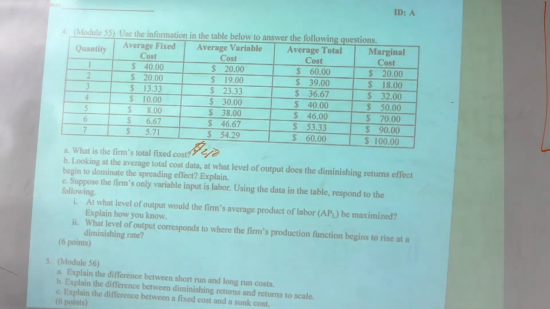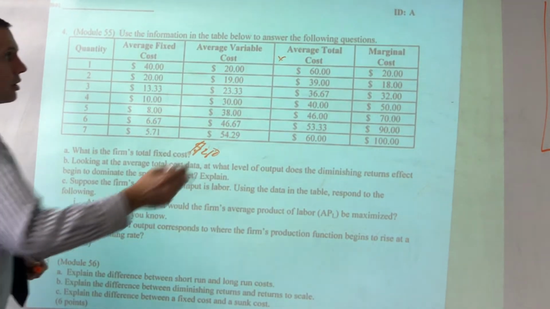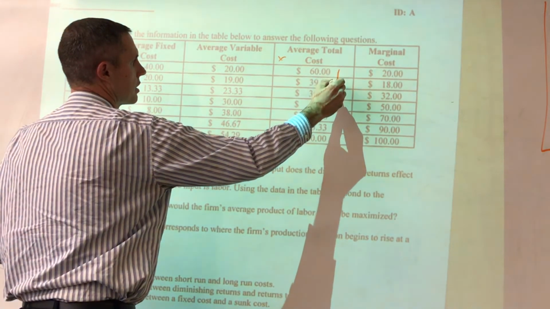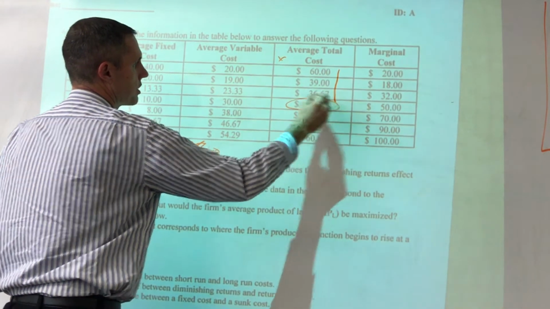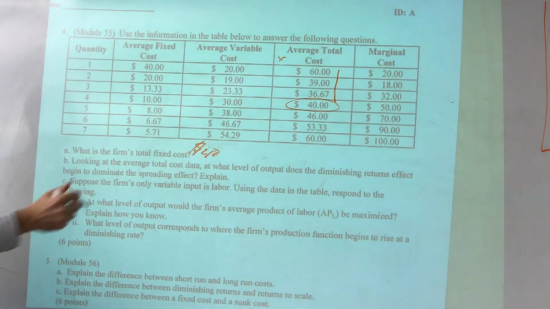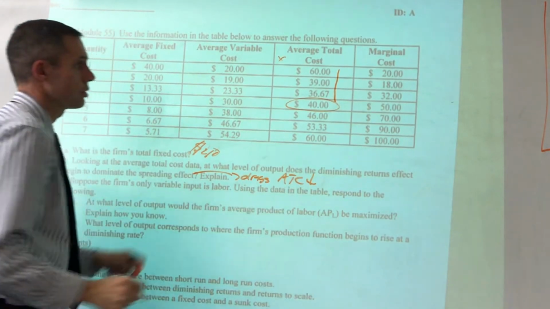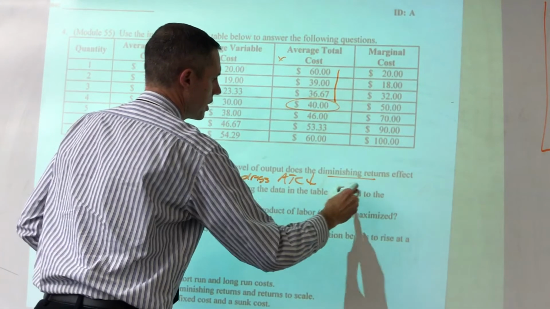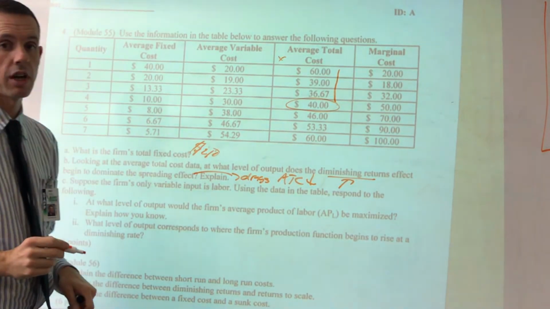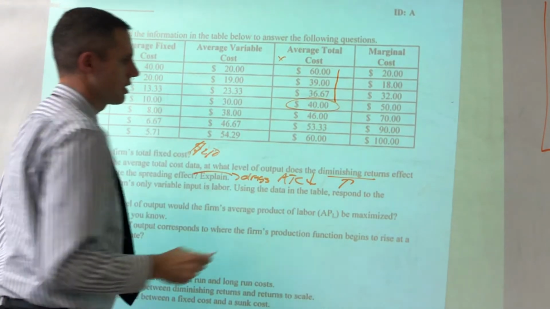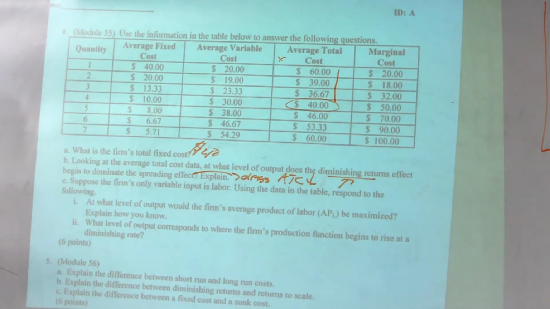If our total fixed cost is 40, divided by 2 is 20, so our firm's total fixed cost is $40. Looking at the average total cost data, that's right here. At what level of output does the diminishing returns effect begin to dominate the spreading effect, and explain? All right, so we see average total cost decreasing up until this point. Now it's increasing. We know the spreading effect drags average total cost down, so it goes down to the 3rd unit. And the law of diminishing returns pushes average costs up. We know that once average costs start rising, the diminishing returns effect is outweighing the spreading effect.